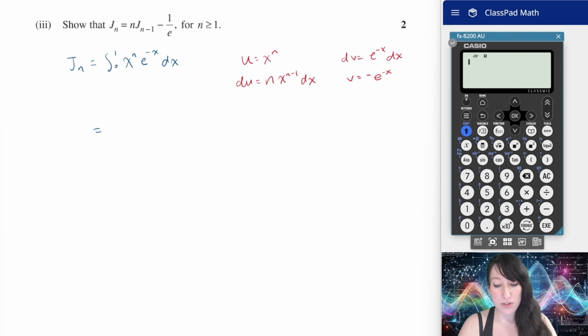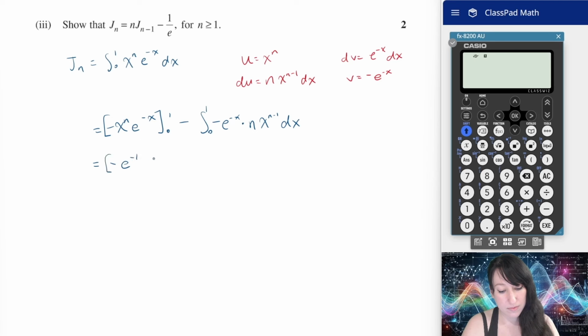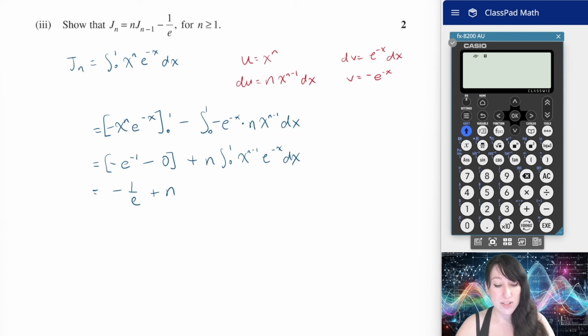So our integral will be equal to x to the n times negative e to the negative x. This part is outside of an integral now, so we'll write from 0 to 1, minus the integral of negative e to the negative x times n x to the n minus 1 dx from 0 to 1. Let's work out that first part and simplify the second part. We can see that integral as simply Jn minus 1, which is the result we're looking for.